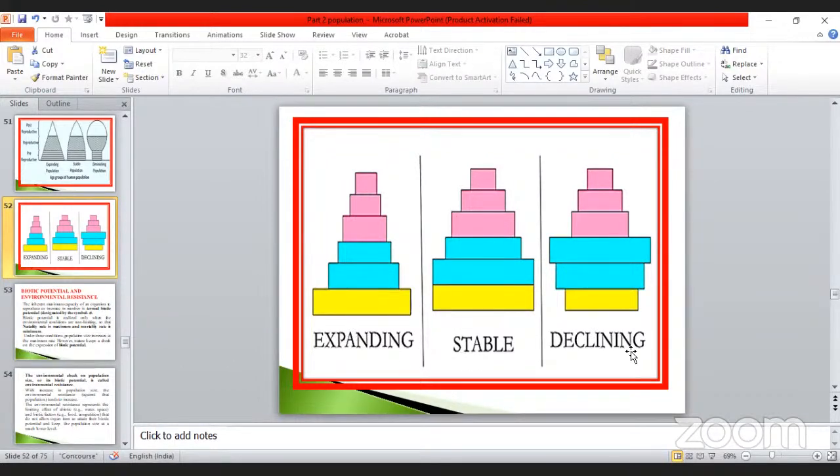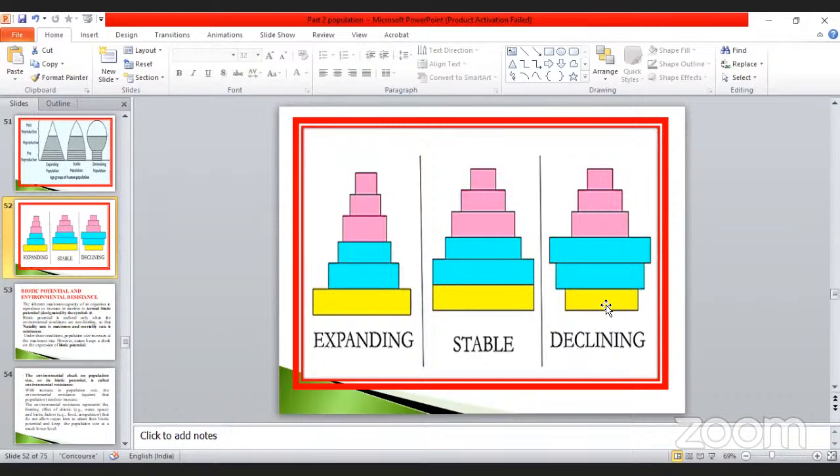Expanding, stable, and decline. In the expanding type, the lower part is broad and gradually decreases. Stable, what does that mean? It may be normal. Stable means there is no decrease or increase in birth rate or death rate. Death rate is very low in nature compared to normal.